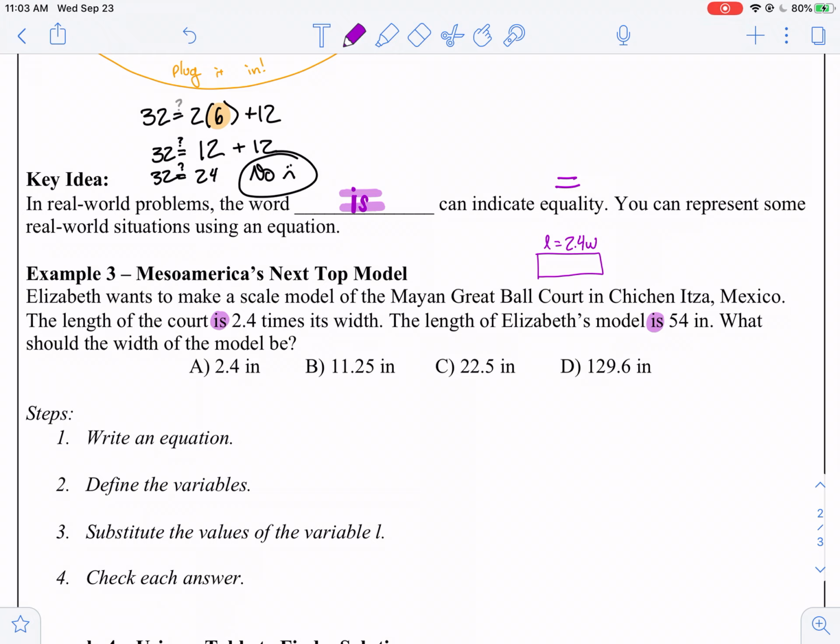And then the length, and the width. We'll say the width is just width. And the length of her model is 54 inches. So what should the width of the model be? Well, I kind of already gave away the answer.